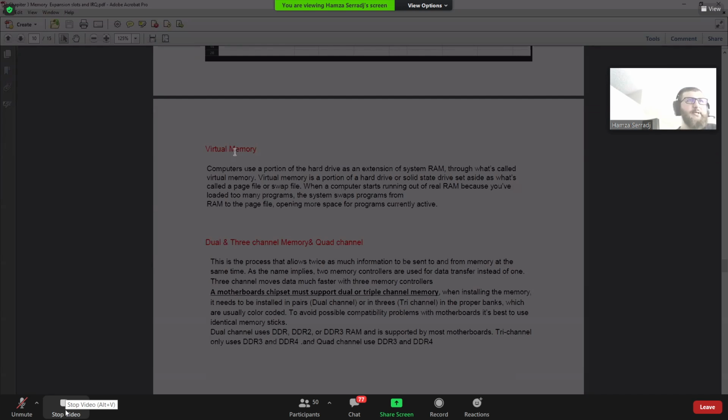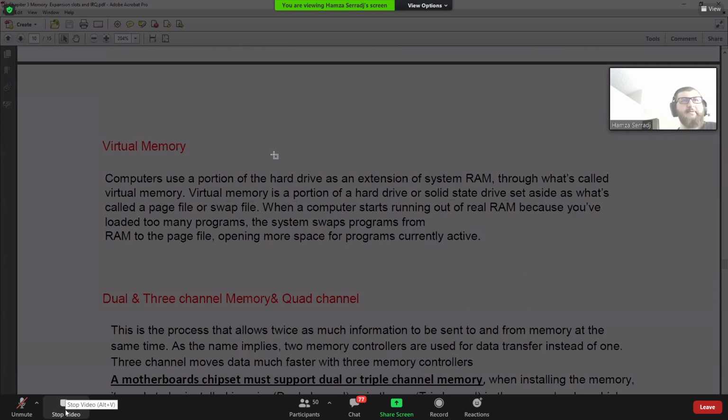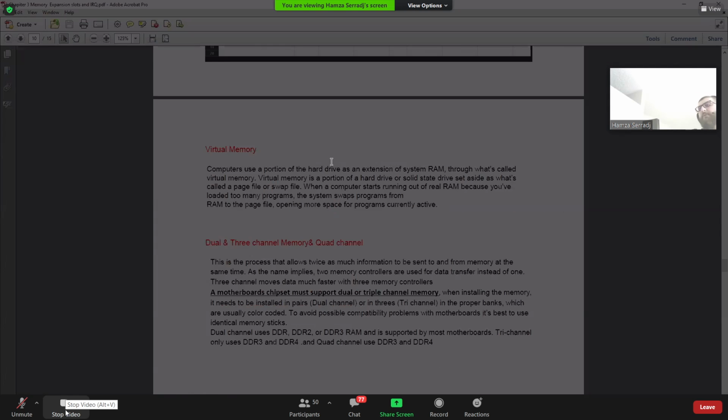Big data centers. Okay, virtual memory. What is virtual memory? Who can remind me what virtual memory is? Is it the memory for the virtual machines? What is virtual memory?